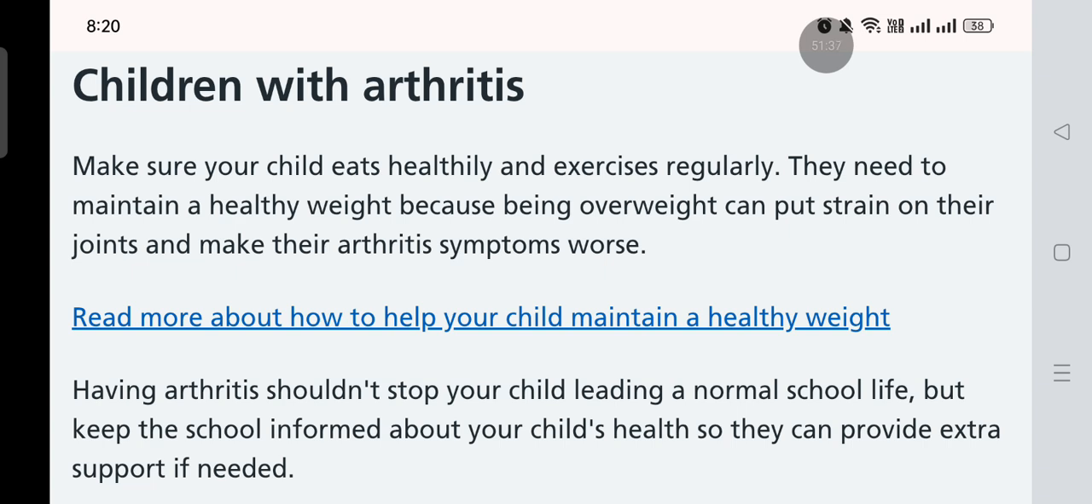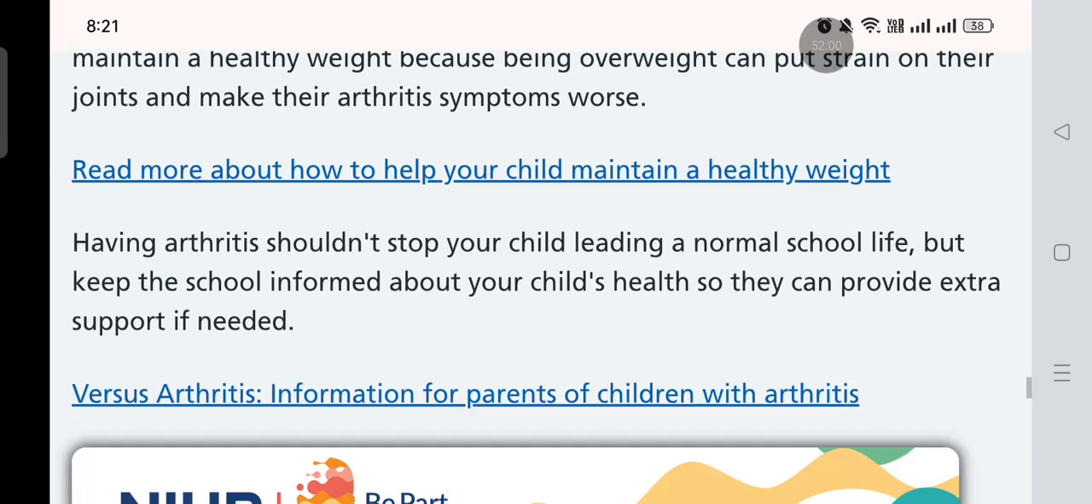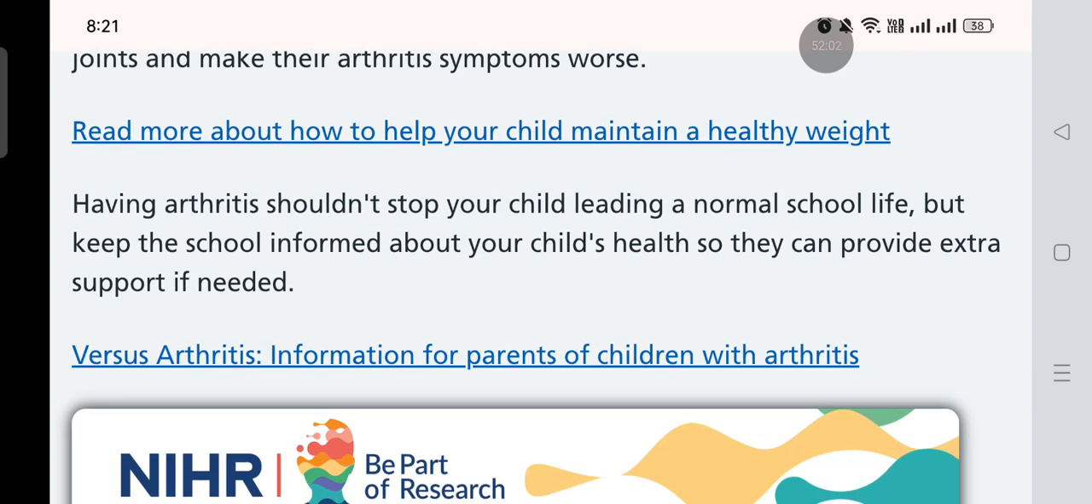Children with arthritis. Make sure your child eats healthily and exercises regularly. They need to maintain a healthy weight because being overweight can put strain on their joints and make their arthritis symptoms worse. Having arthritis shouldn't stop your child leading a normal school life, but keep the school informed about your child's health so they can provide extra support if needed.